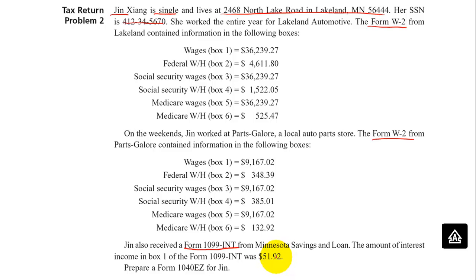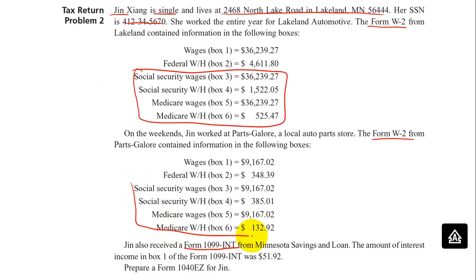$51.92. Now, for most taxpayers, you don't need to worry about any Social Security or Medicare costs for income taxes. That probably would be a consideration if you had a higher income taxpayer, or maybe someone that works as an employee and they have their own business. Okay, so for our problem, we can kind of ignore this information here.